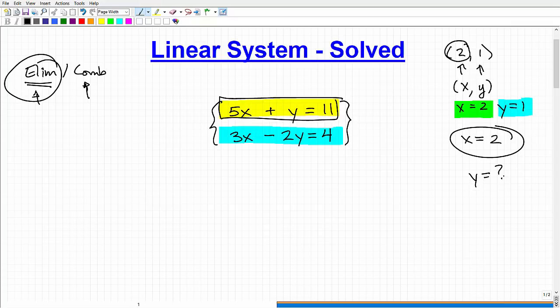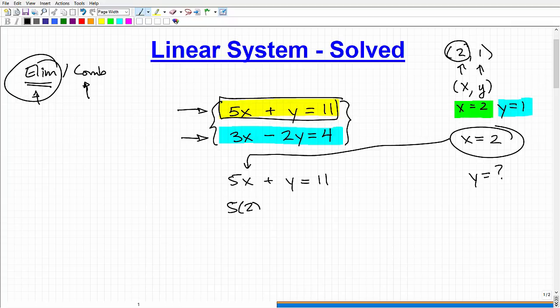Well, this is really easy because we can use one of these equations. It doesn't make a difference which one. I'm going to use the first one: 5x plus y is equal to 11. We just pick an equation, and we substitute in the value of the variable we just solved for. So x is equal to 2. We're going to replace this x with the actual value 2, because that's what it's equal to.